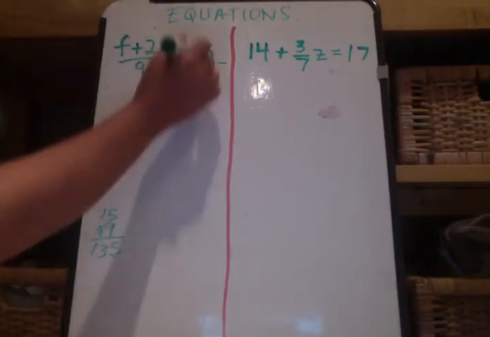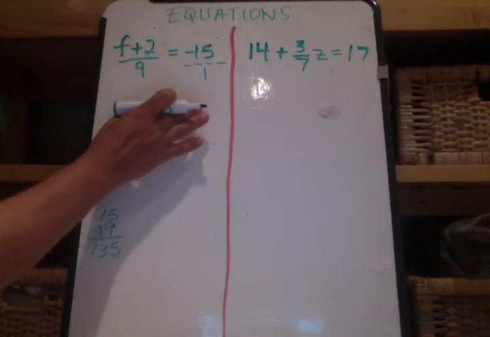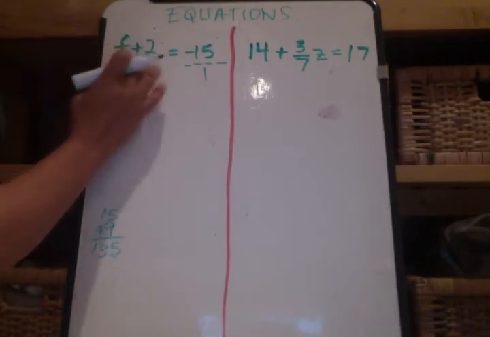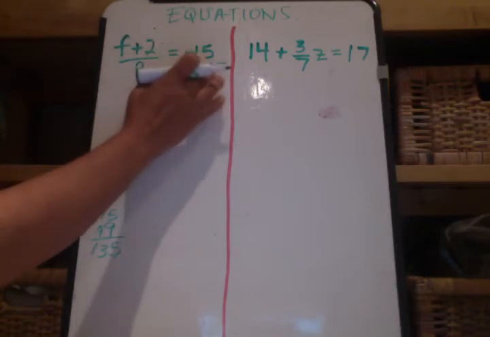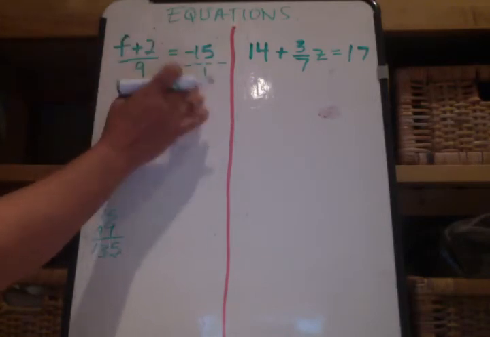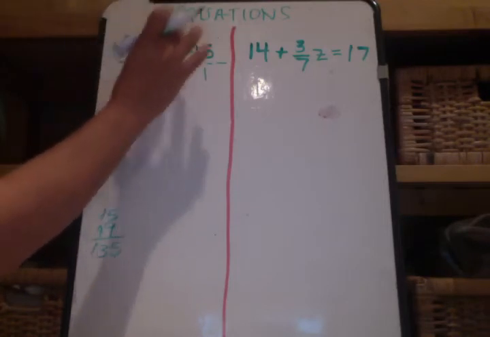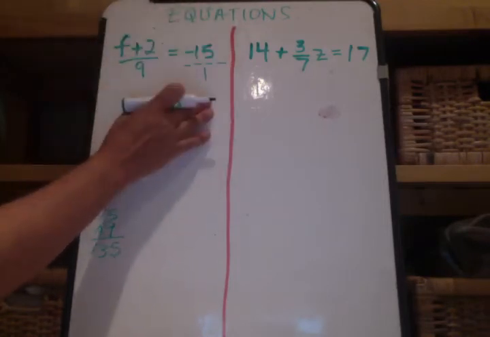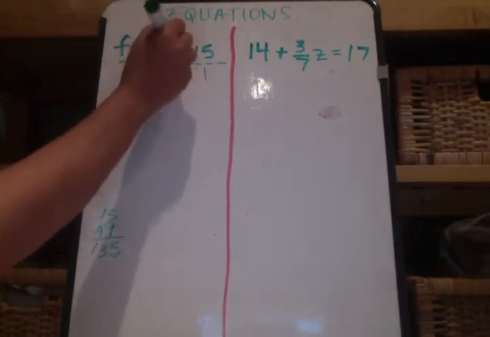So again, I'm going to cross multiply. This is just one fraction equaling another fraction. That's why I can do this. If I had here f plus 2 over 9 plus 8 equals negative 15 over 1, I couldn't do that right away. I'd have to resolve it into just one fraction equaling another fraction. But here I do have one fraction equaling another fraction.